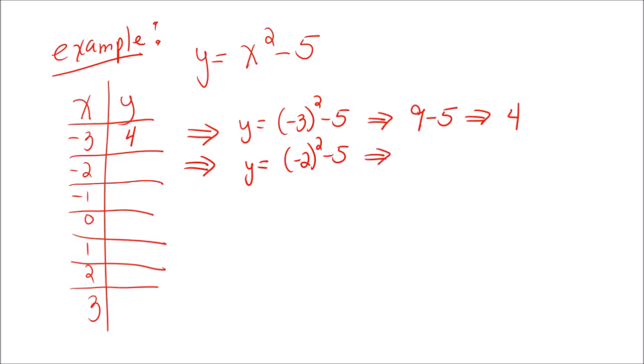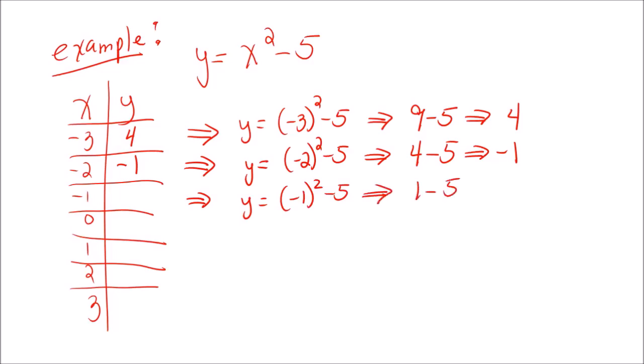For the second value, -2 times -2 is 4. 4 minus 5 is -1. Then, with that -1 times -1, that is 1. And 1 minus 5 is -4. 0 is always easy to work with because 0 times 0 is 0. And 0 minus 5 gives me -5.